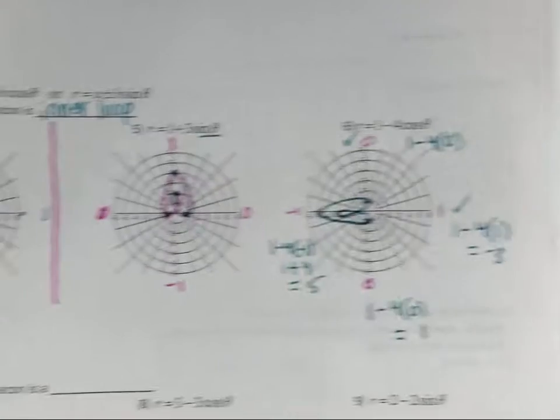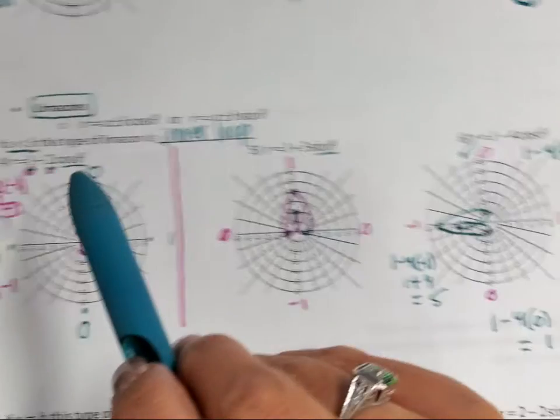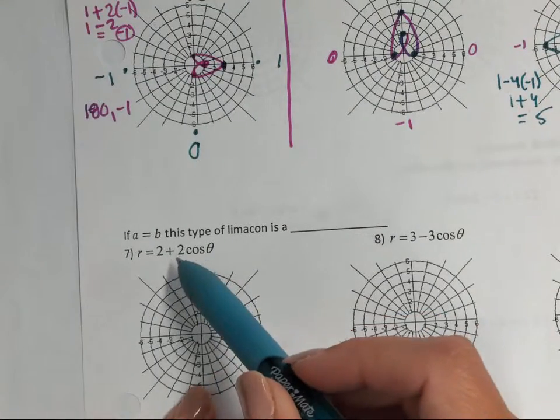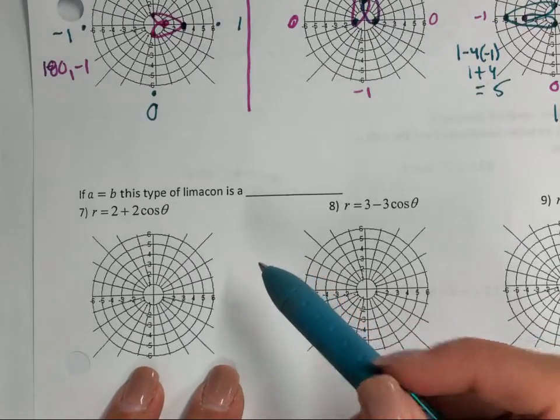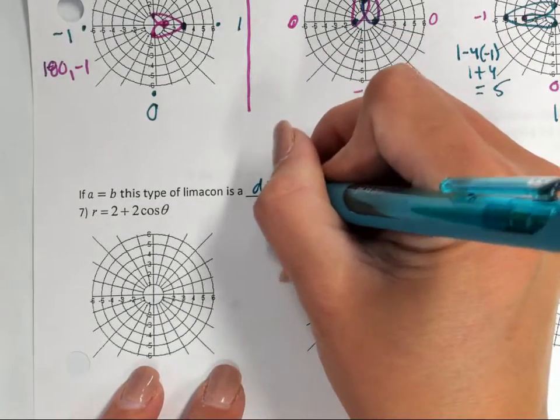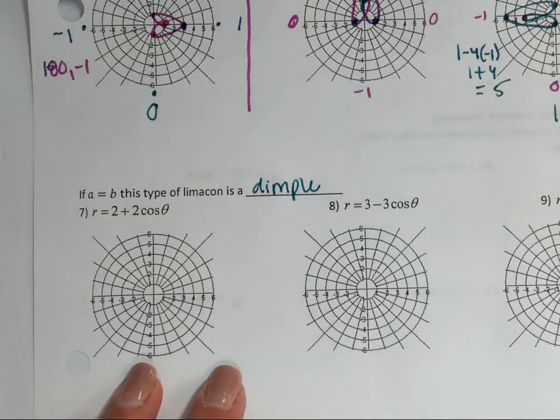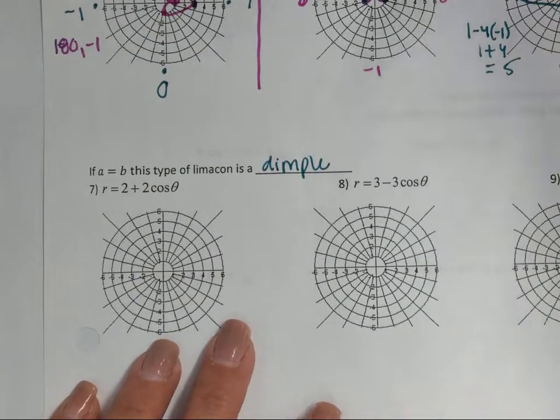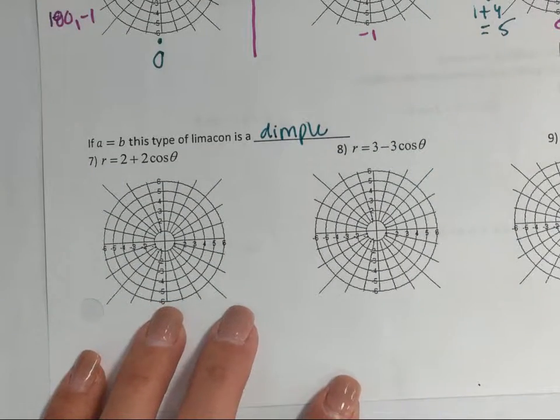Alright, that is a limaçon inner loop. And again, it's because this number is smaller than that number. So now we're going to look at when the numbers are the same. For example, 2 and 2. This type of limaçon is called a dimple. It's not called a dimple. That's the shape it's going to make, a dimple. Or like a peach, or like a bud. You'll see. We started off the same way.